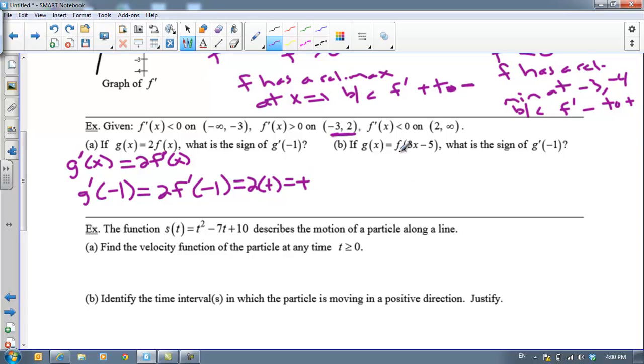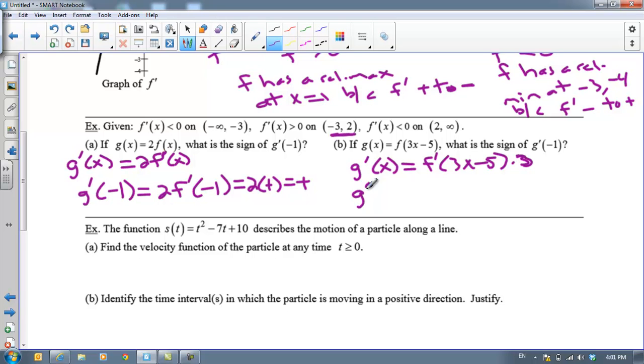Now what if g is f of 3x minus 5? What's the sign of g prime of negative 1? Well, let's get g prime of the letter x first. That would be f prime of 3x minus 5 times 3. You see how I throw a chain rule review in for you here? You remember when chain rule was the end of the problem?